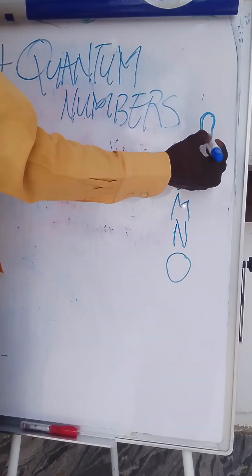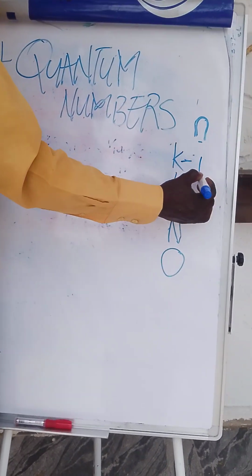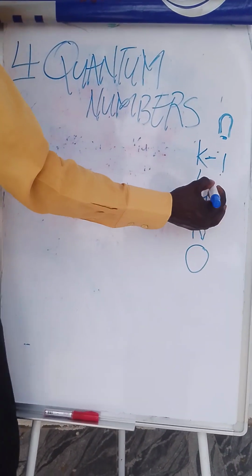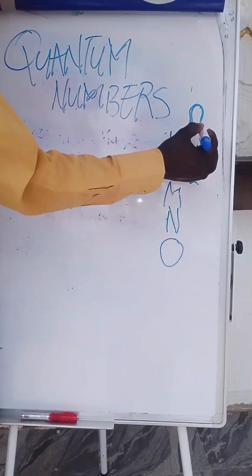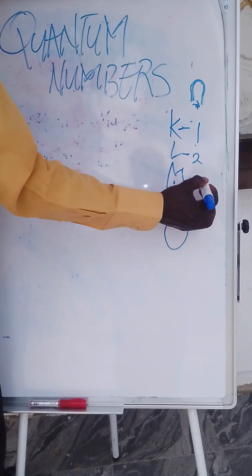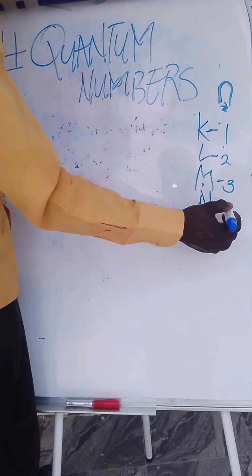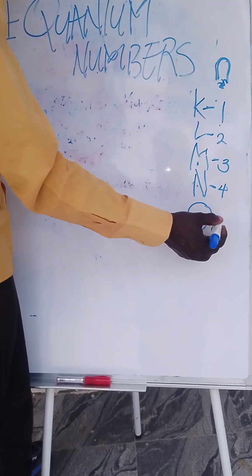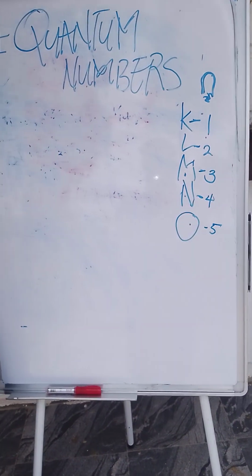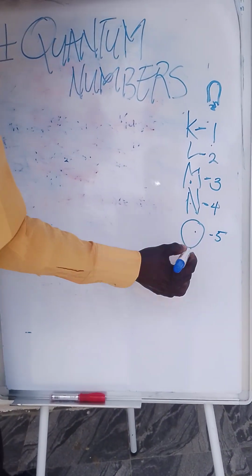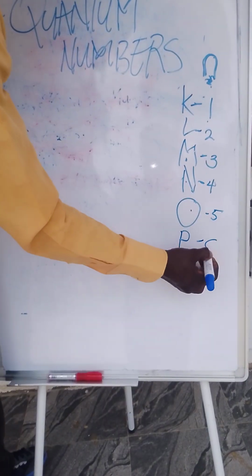So the number of shell of K shell is 1. The number of shell of L is 2. The number of shell of M is 3. The number of shell of N is 4. The number of shell of O is 5. Then for advanced level, we now have something like P, and the number of shell of P would be 6.